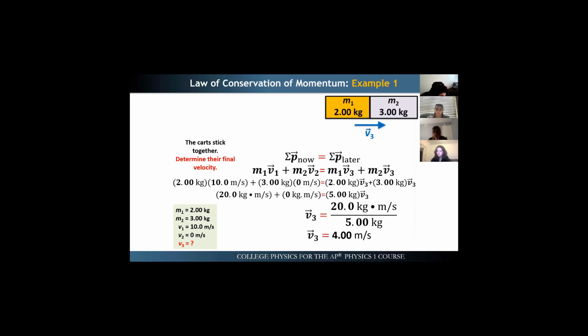If we divide that momentum by the mass, we find out that the final velocity, once they stick together, would be 4. So if one is moving at 10 and the other is moving at 0, it isn't necessarily going to be moving at 5 because their masses were different. So we have to do that momentum analysis. Makes a little bit more sense. The one that was stationary was actually more massive. So that's why we end up with less than half of the initial velocity.